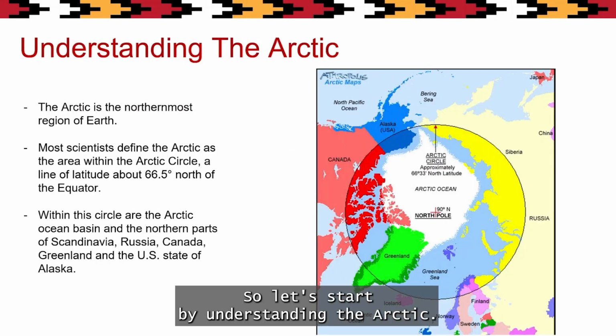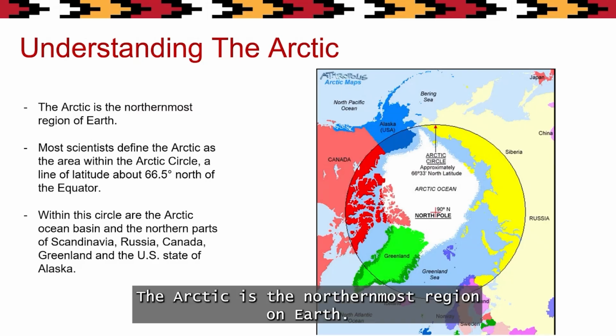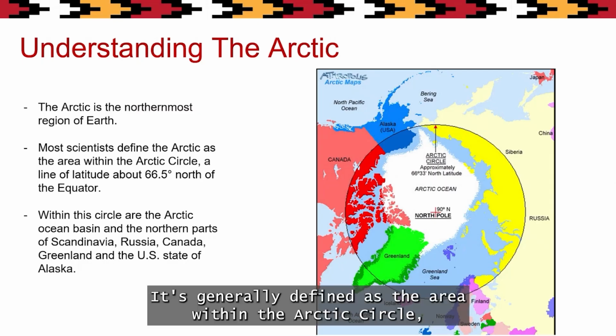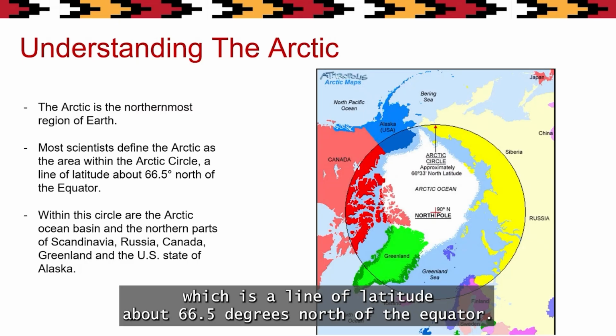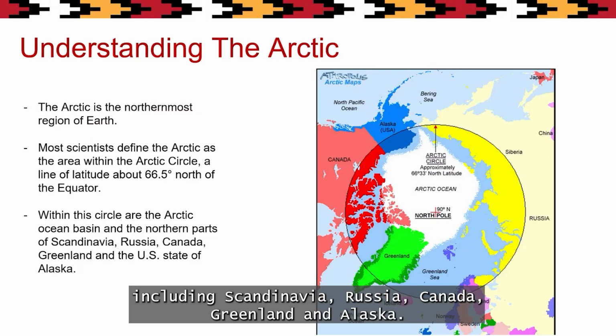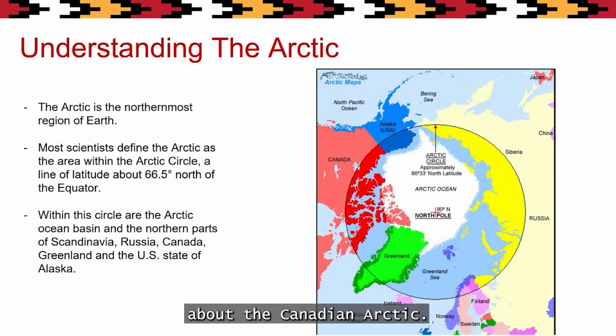So let's start by understanding the Arctic. I had to start at this level when I first got going. The Arctic is the northernmost region on Earth. It's generally defined as the area within the Arctic Circle, which is a line of latitude about 66.5 degrees north of the equator. Within this circle are the Arctic Ocean basin and parts of various countries, including Scandinavia, Russia, Canada, Greenland, and Alaska. For the most part, moving forward, I'm going to be talking about the Canadian Arctic.